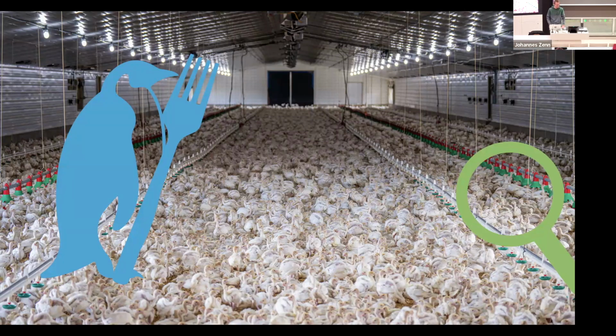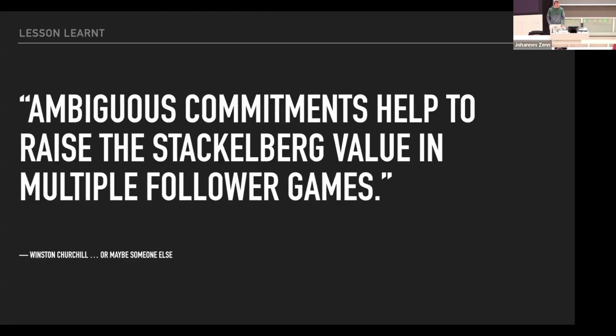Well, at the end, it's a model. And what I want you to take away is this nice quote from Winston Churchill, or maybe someone else: ambiguous commitments help to raise the Stackelberg value in multiple follower games.